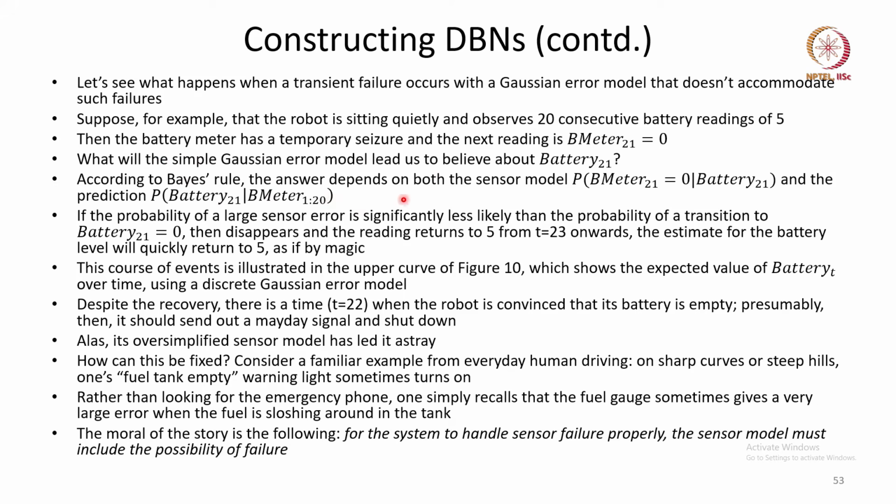According to Bayes' rule, if you take the probability of BMeter 21 equal to 0 given Battery 21, and the prediction error P of Battery 21 given BMeter 1 to 20, right.